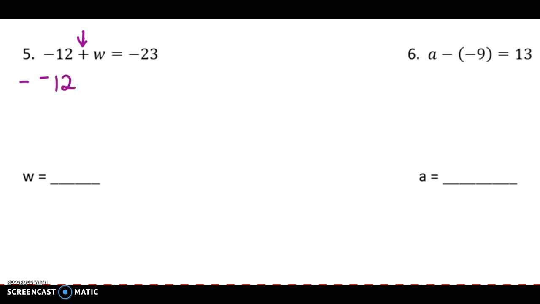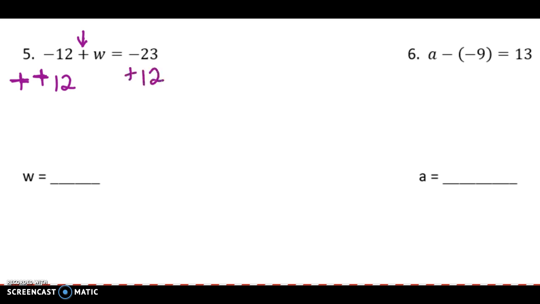Well, when I see minus a negative, I automatically think, oh, I'm going to add the opposite. So I'm going to add positive 12. And to me, that's easier anyway, because I know negative 12 plus 12 is 0, it's a lot easier for me to go to the right side and add 12.